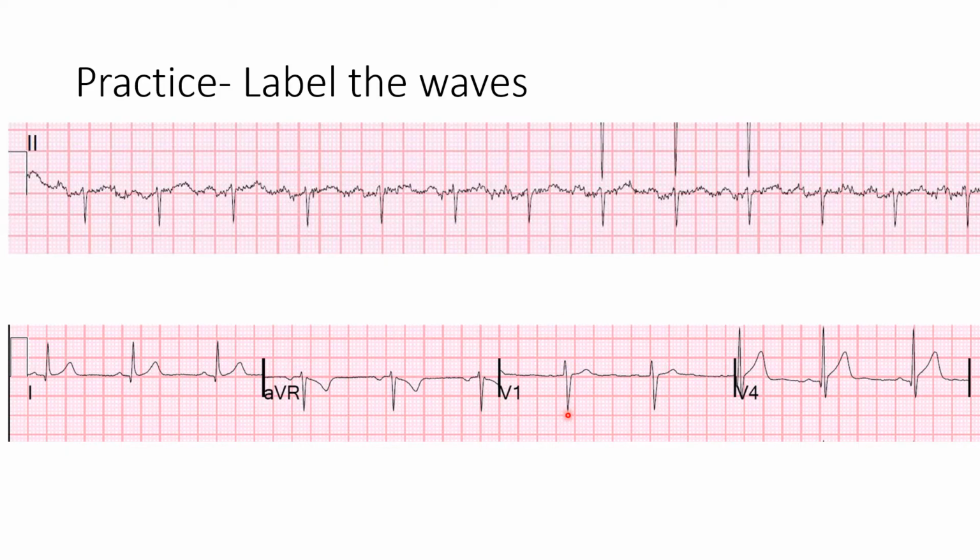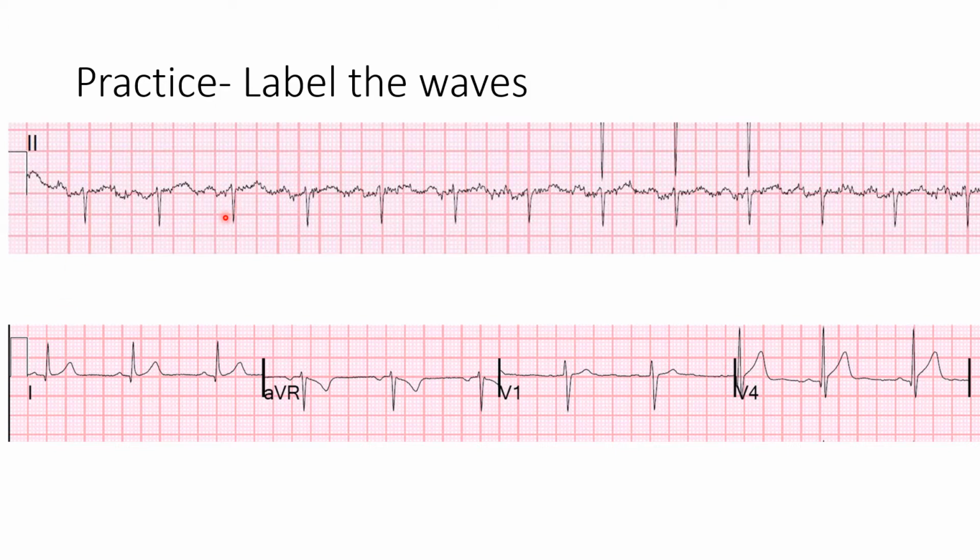After the R wave comes an S wave, and then the first upstroke after an S wave is our T. So I want you to focus on being able to identify these waves, and then we'll talk about what they actually mean. P, Q as a downstroke, R, S, T.